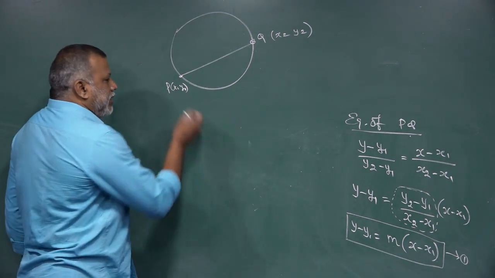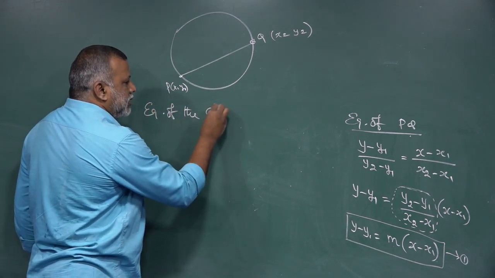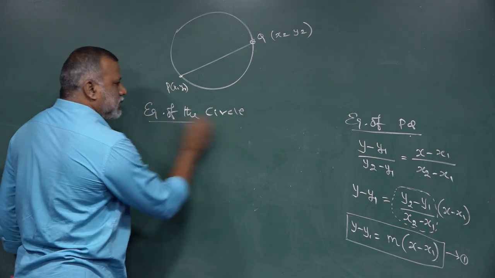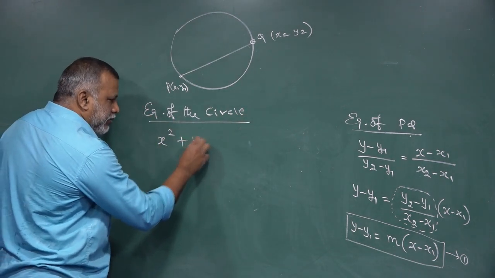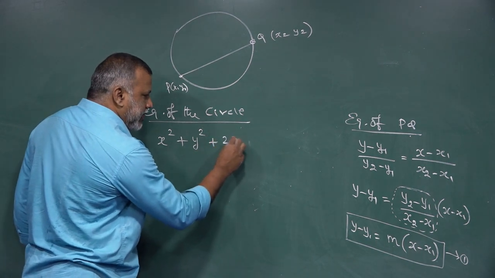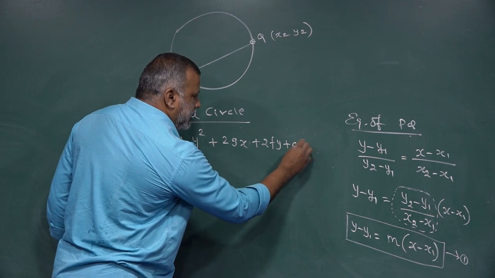So we have the equation of the circle. Equation of the circle. What is the formula? Equation of the circle, general form, is x squared plus y squared plus 2gx plus 2fy plus c equal to 0.